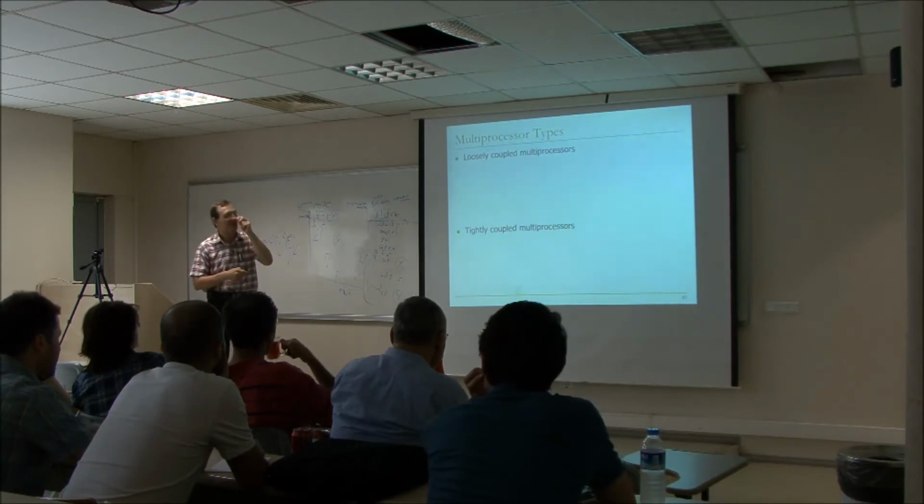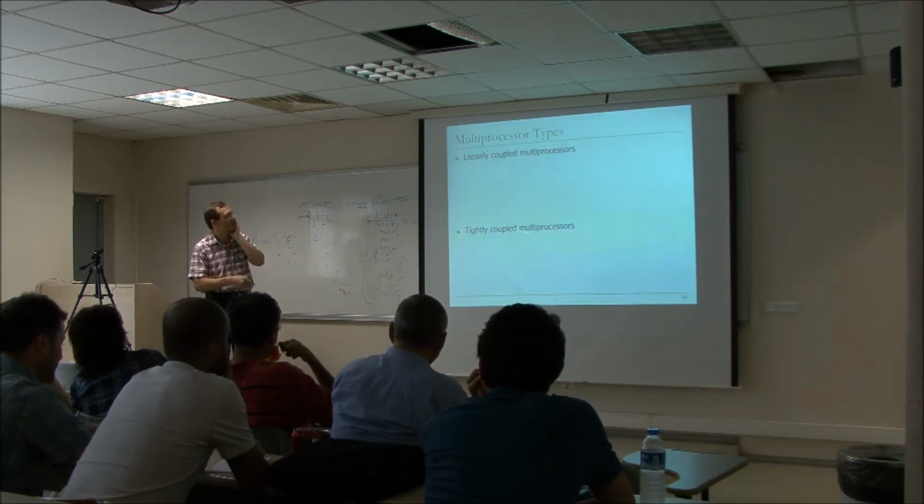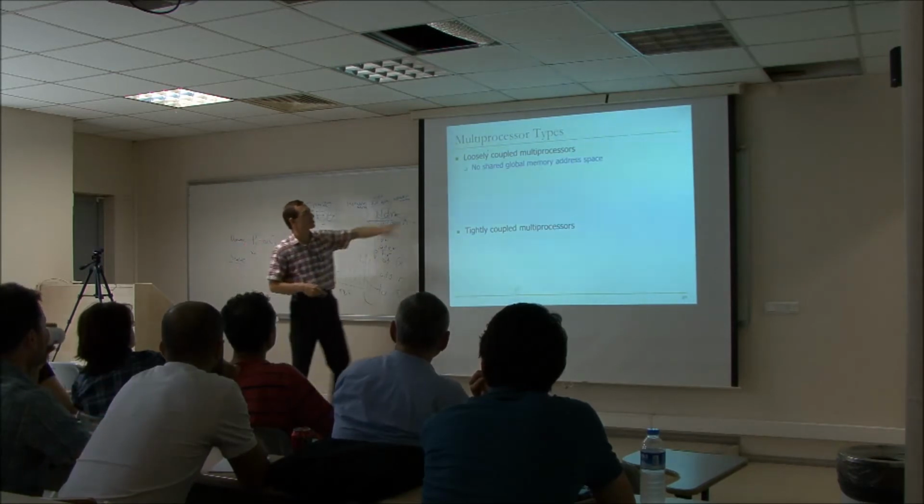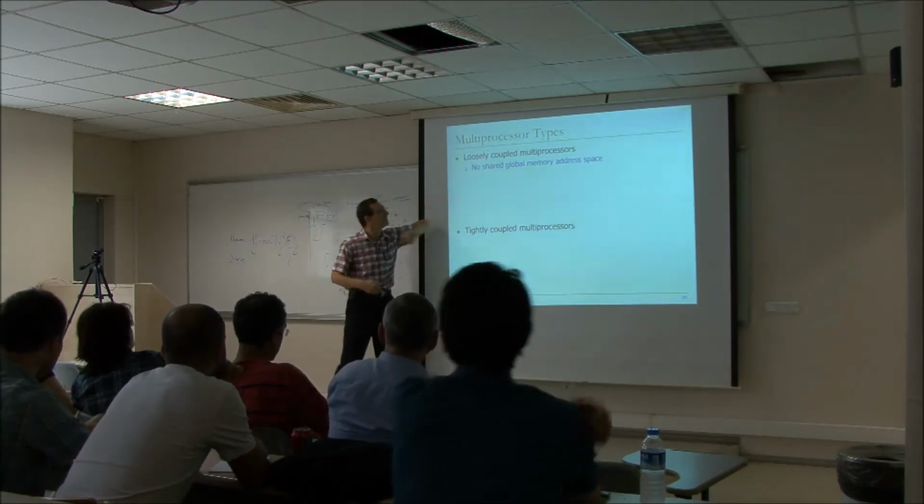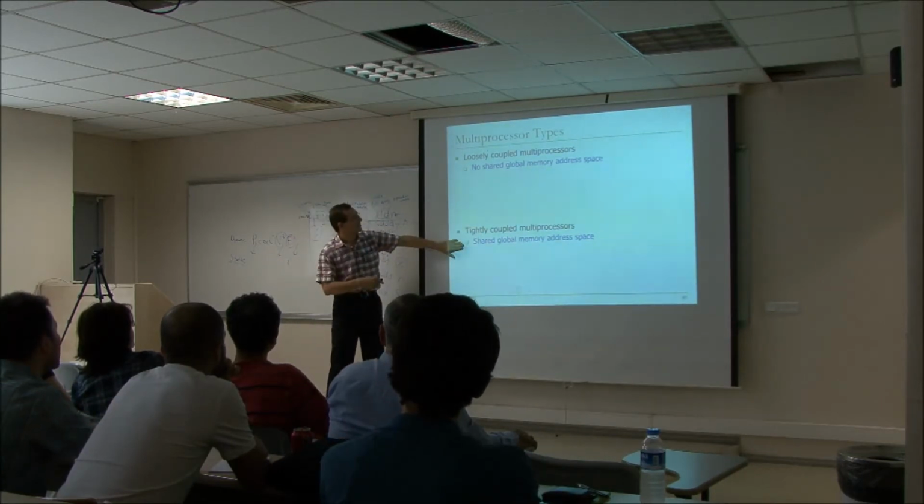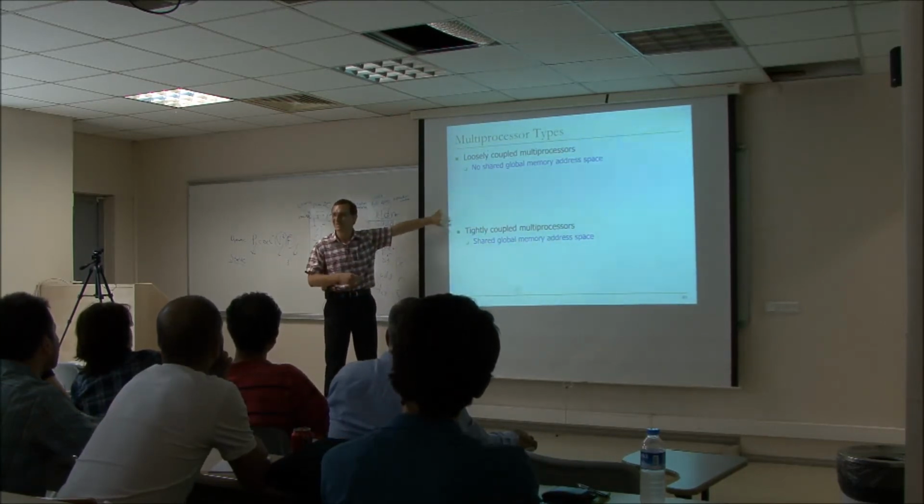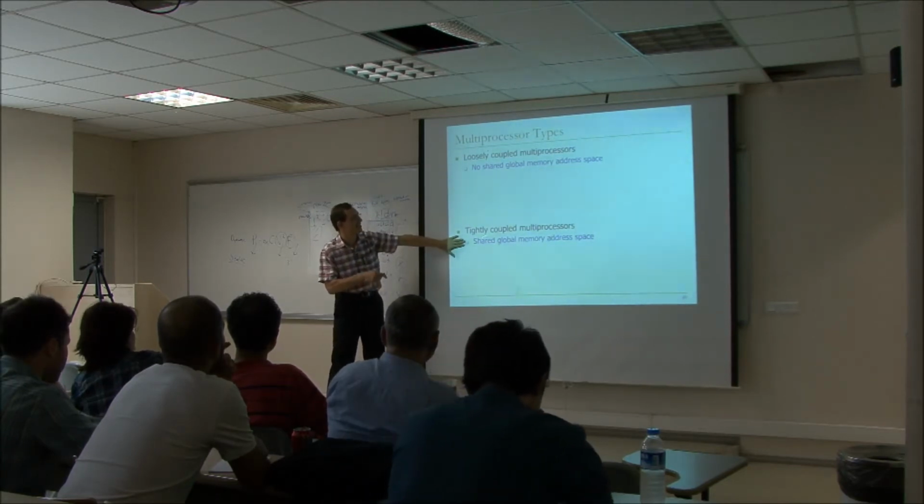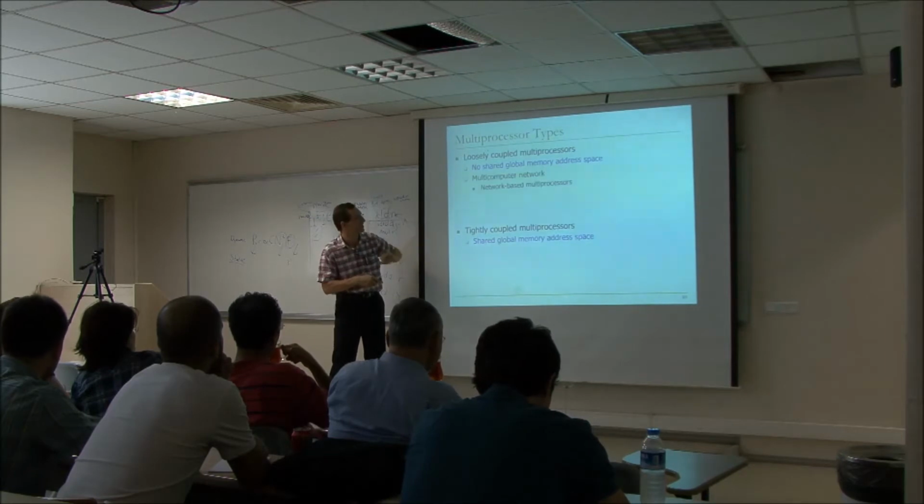Okay, there are two multiprocessor types. We'll be focusing on the tightly coupled multiprocessors in general. Loosely coupled means no shared global memory address space. And tightly coupled means shared global memory address space. Although they're actually similar fundamentally at some level, they're different in the sense that you need to maintain this shared global memory address space here.